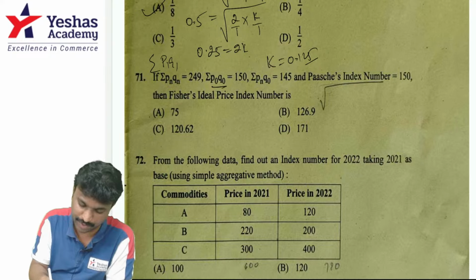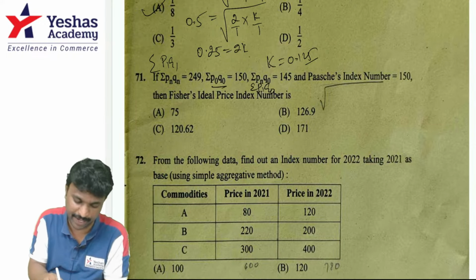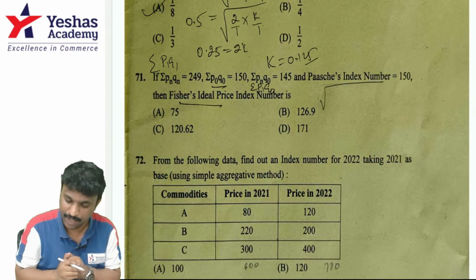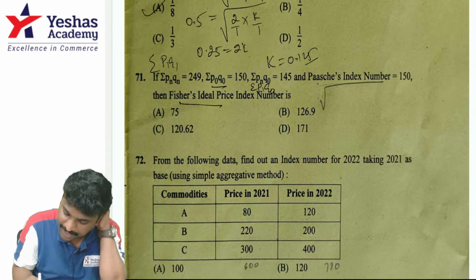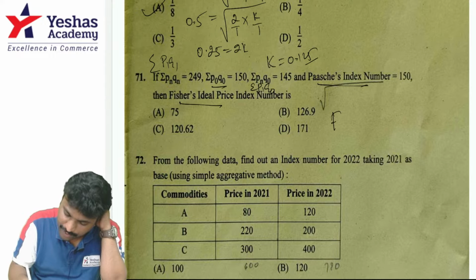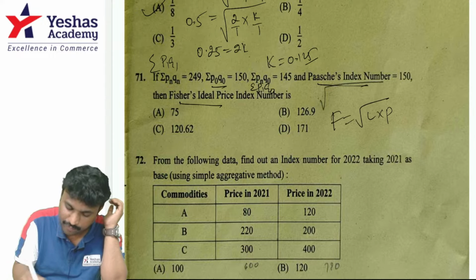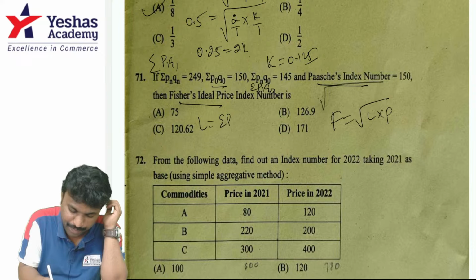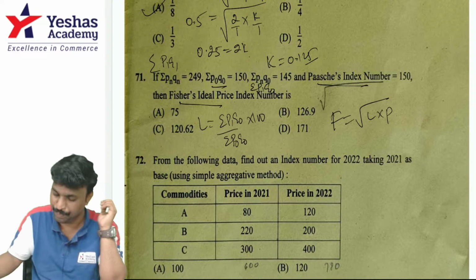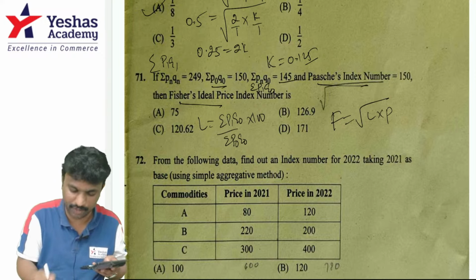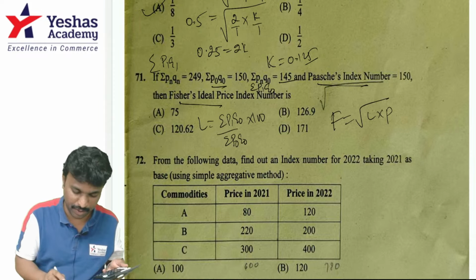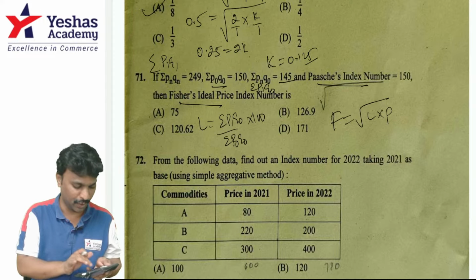So this is P naught, Q naught. This is P1, Q naught. All right, so we need to find out Fisher's index. They have given Paasche's index. Since you are asked to find Fisher's, it is root of L into P. Find out L, which is summation P1 Q naught by summation P naught Q naught into 100. So P1 Q naught is 145 divided by P naught Q naught is 150 into 100.